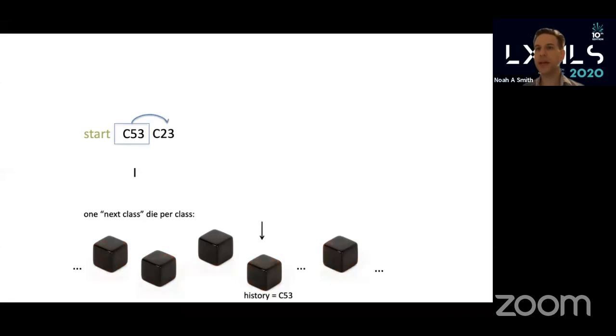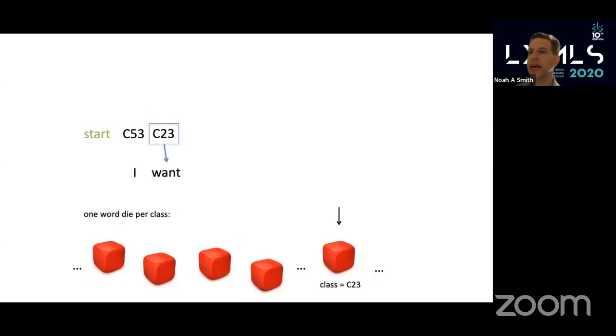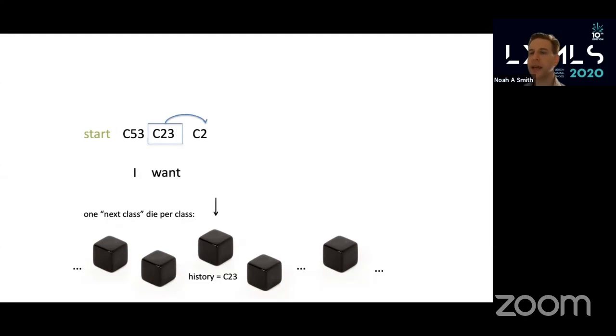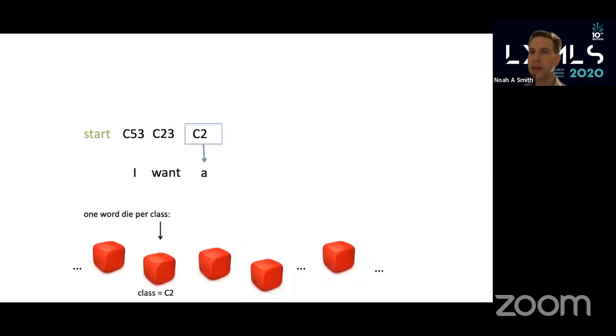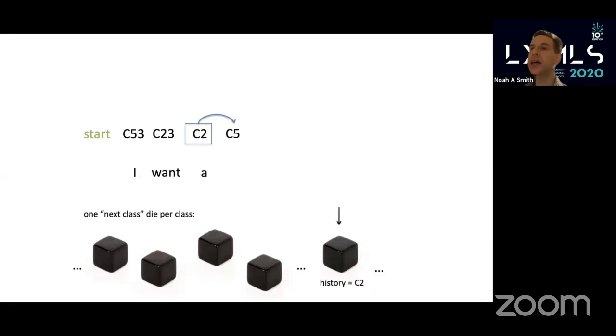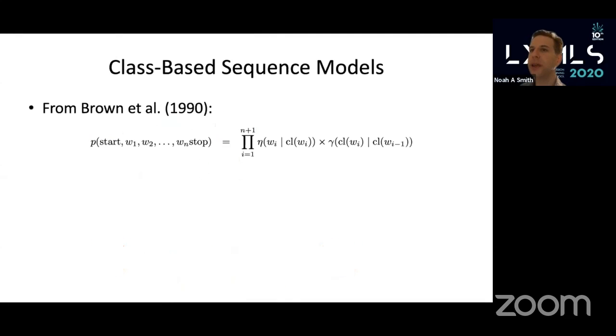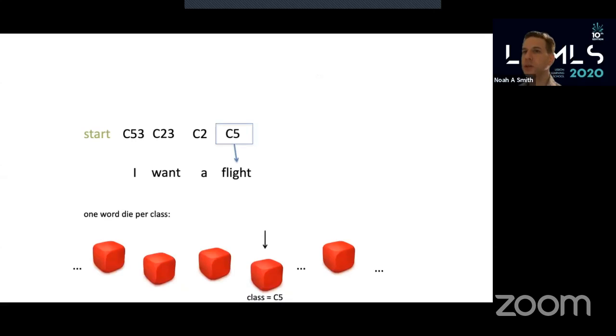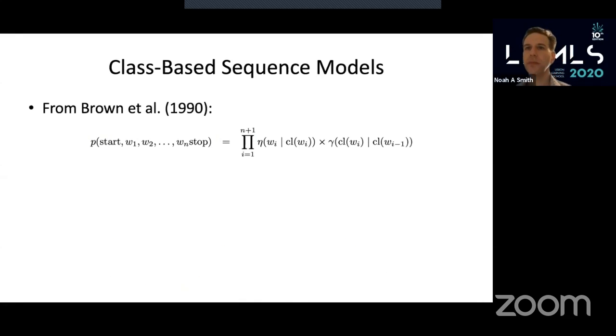Next I'm going to pick the next class for word 2. I'm going to condition on history, which is just the cluster of the word that came before, so class 53. Sample from that die, I get class 23, and then I go to the red die for class 23 and generate a word, I want. Go back to generating a class, I pick 2 given class 23, now generate a word from the class 2 die. And I repeat this process going back and forth until I eventually get to the end of the sequence with a stop symbol in the class distributions.